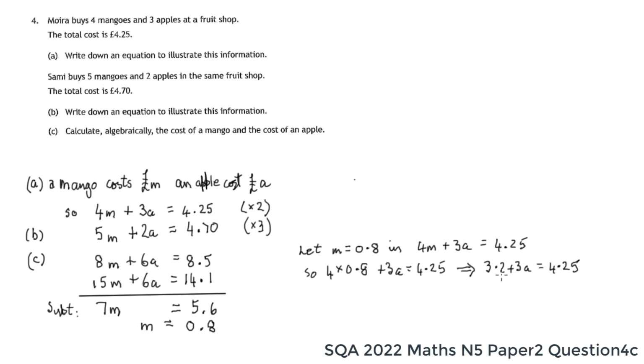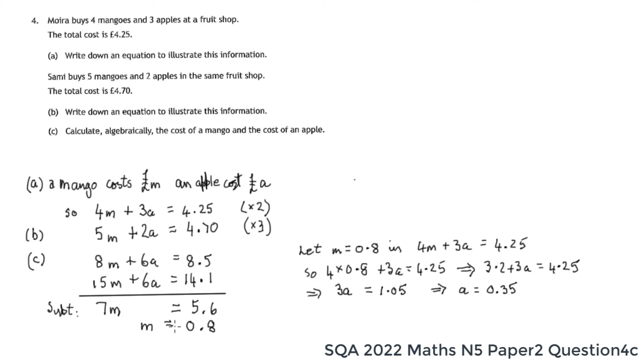Now what do we do? Well, let's take 3.2 away from both sides, and the left side will be left with 3a, and 3.2 away from 4.25 will be 1.05. Divide both sides by 3, a equals 0.35. Now, we haven't actually found the cost yet.